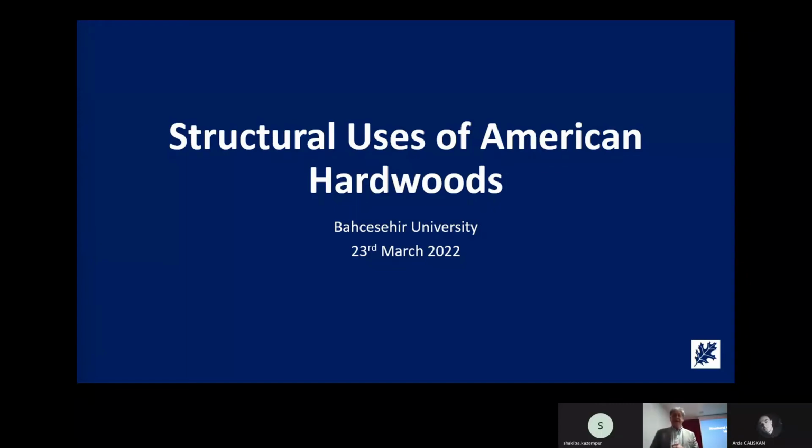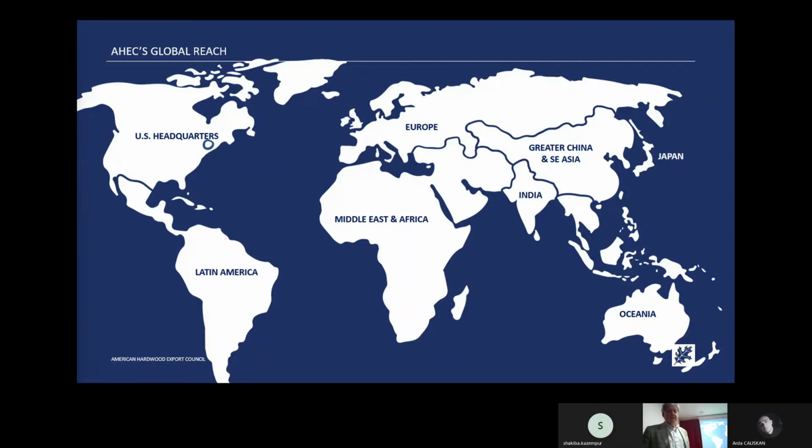Structural uses of American hardwoods. Just to set the scene, I just wanted to talk a little bit about AHEC and who AHEC are. AHEC is the American Hardwood Export Council. It's based in Washington, DC. That's where the US headquarters are, and that's where all the administration is done from.